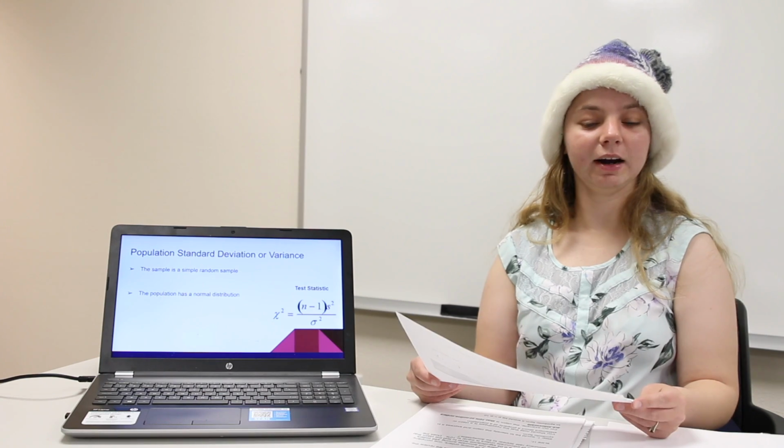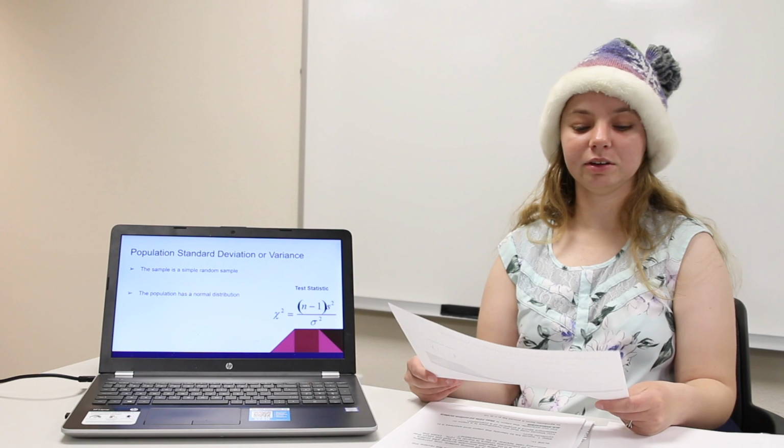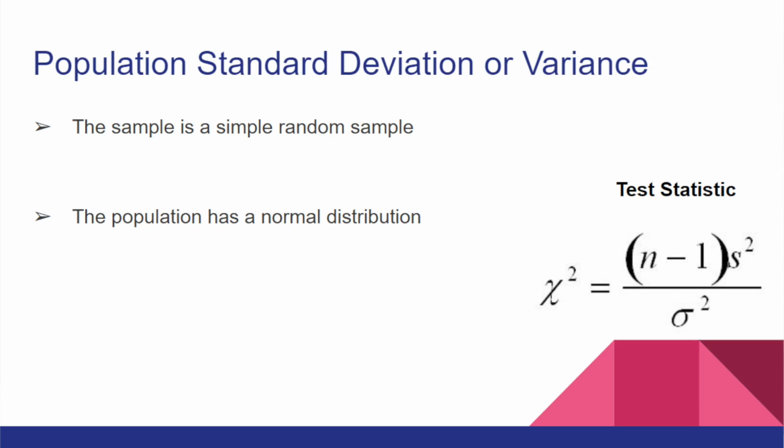And finally, the population standard deviation or variance has the requirements that the sample is a simple random sample and the population has a normal distribution. The test statistic would be chi-squared equals n minus 1, times s squared, divided by sigma squared.